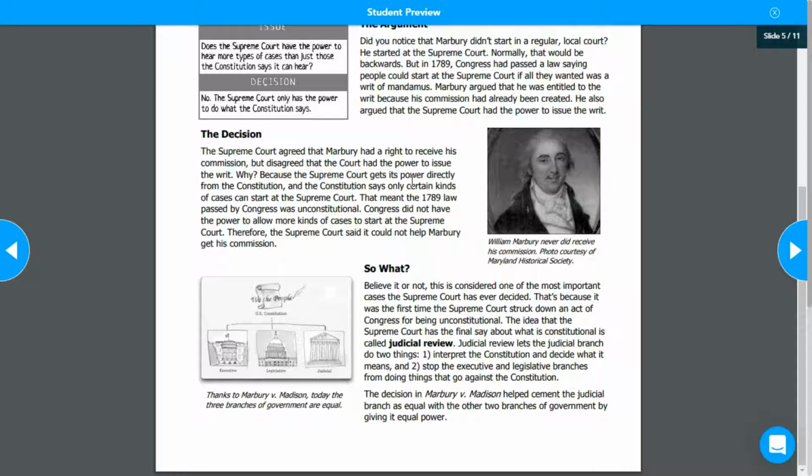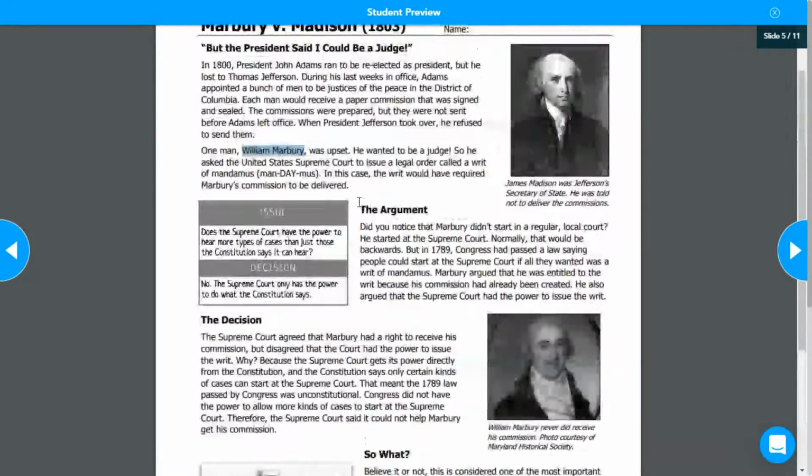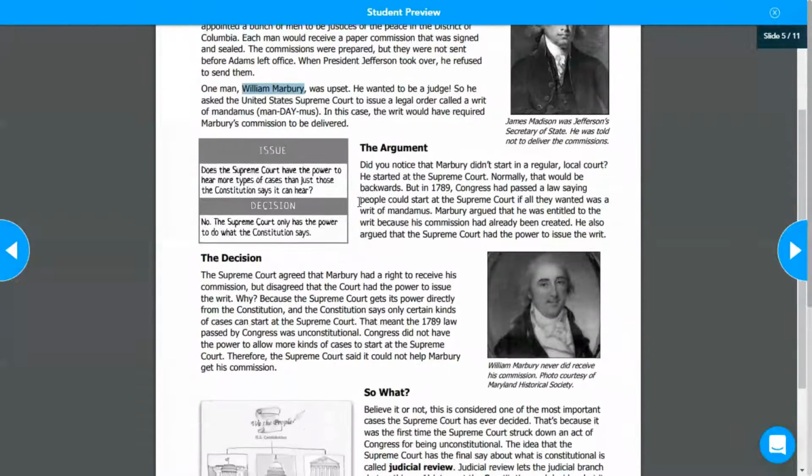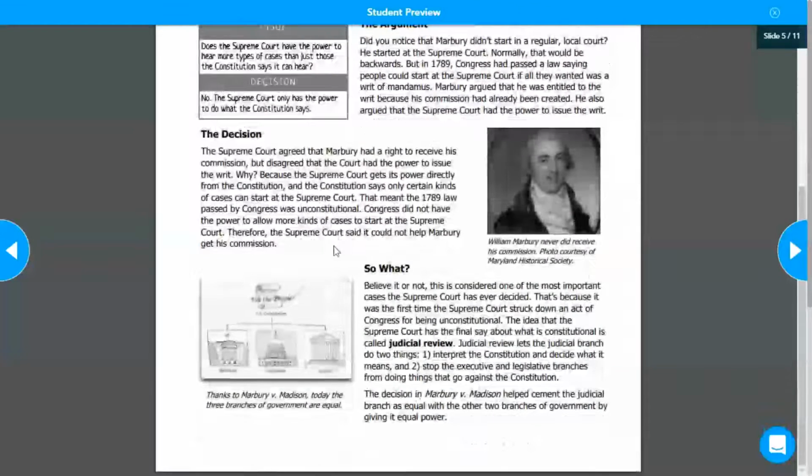Why? Because the Supreme Court gets its power from the Constitution, and the Constitution says only certain kinds of cases can go to the Supreme Court. That meant the 1789 law, the idea that somebody could just join up and do all this, was unconstitutional and needed to be changed. So you had a big thing that was going to be changed.